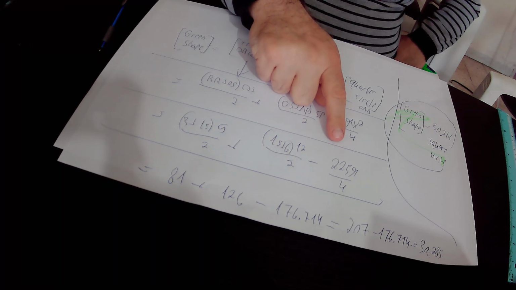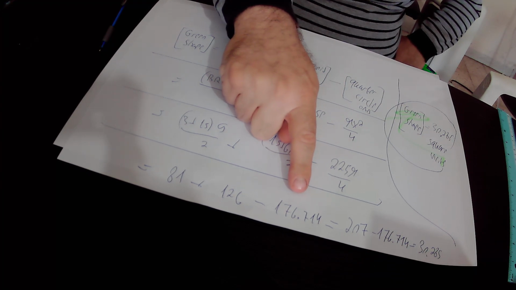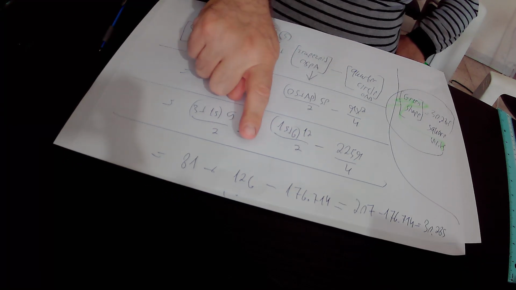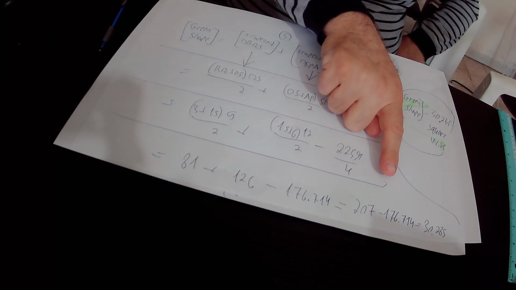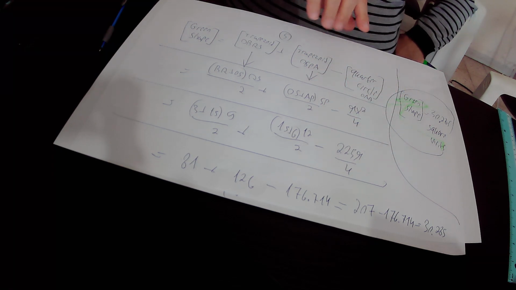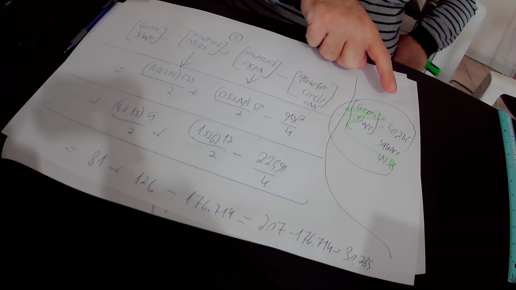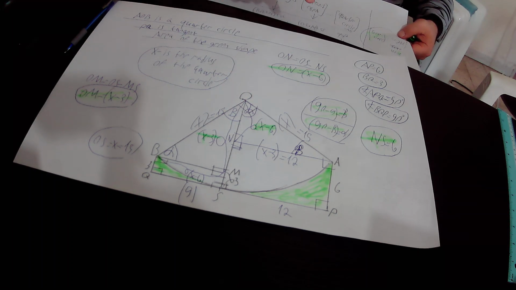This expression, 225 pi over 4, in total is equal to 176.714. And 81 plus 126 is 207, and 207 minus 176.714 is equal to 30.285 square units. So in conclusion, we found that the area of the green shape equals 30.285 square units. I repeat again, the area of this green shape is equal to 30.285 square units. Okay, thank you very much.